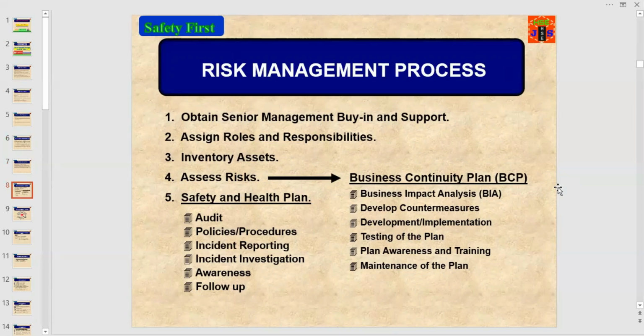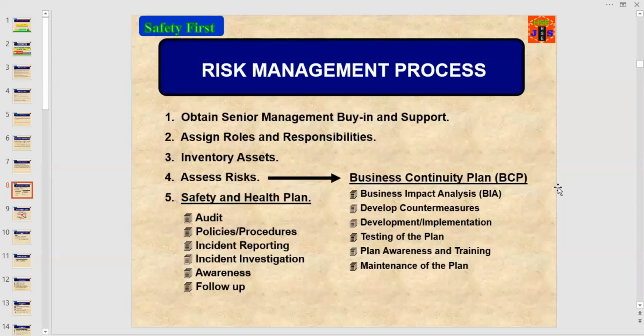There are a few steps in the risk management process. Number one, obtain senior management buy-in and support. Number two, assign roles and responsibilities. Number three, inventory assets. Number four, assess risks. It includes business continuity plan, business impact analysis, develop countermeasures, development and implementation, testing of the plan, plan awareness and training, and maintenance of the plan.